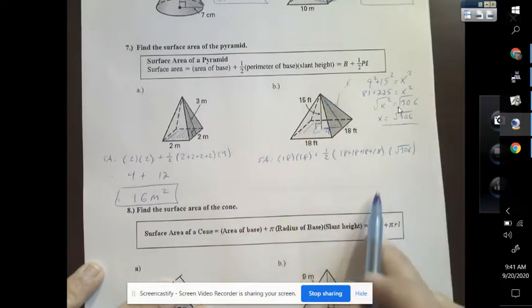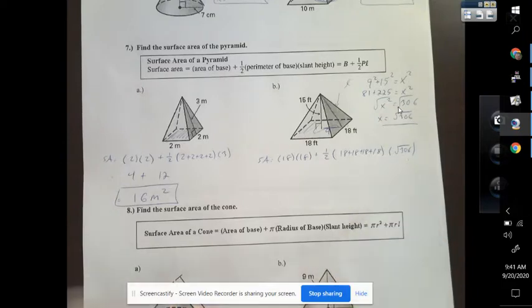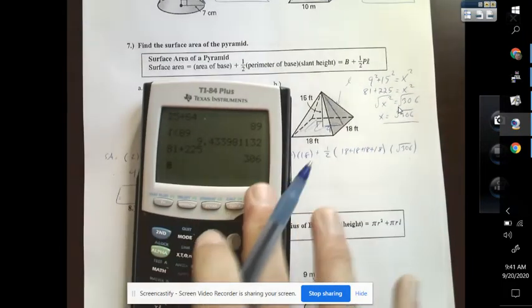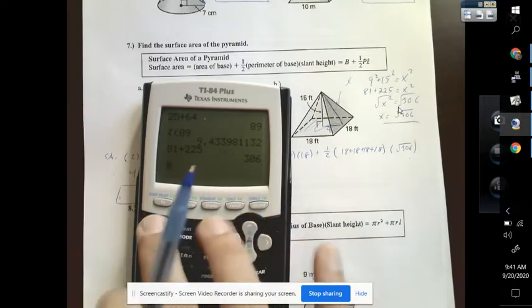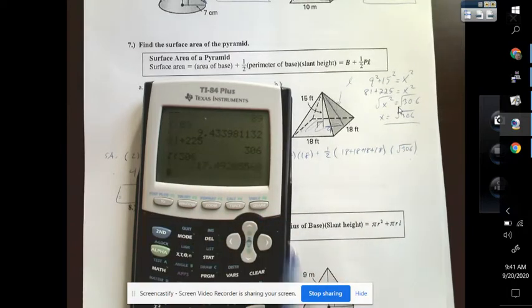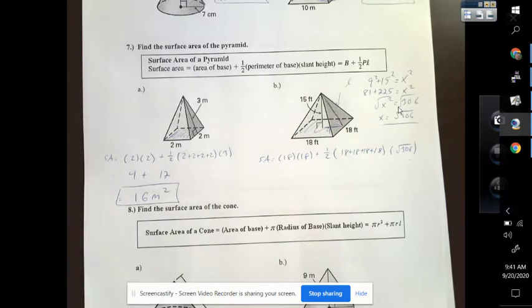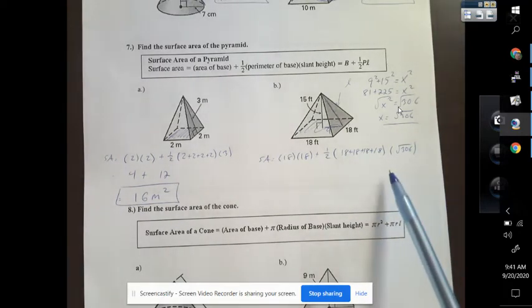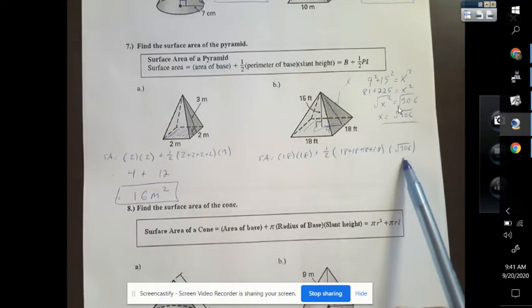Now, why did I leave it as square root of 306? You never want to round your answer in the middle of a math problem. If I would have rounded it to 17.49, your answer will be off, a little bit. So I encourage you to round at the end, never in the middle.